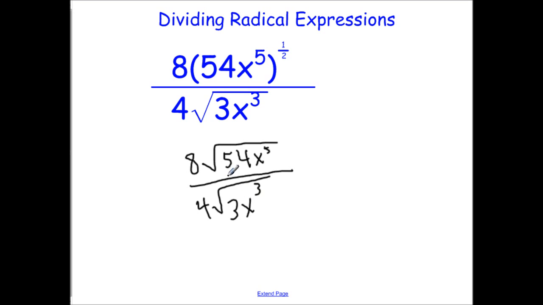So when we're dividing radical expressions, the index has to be the same, and here it is. The index is 2, and the index is 2. And so then we can divide the stuff underneath the square root. So I'm going to start. I notice that 8 over 4, that reduces down to just 2 over 1.